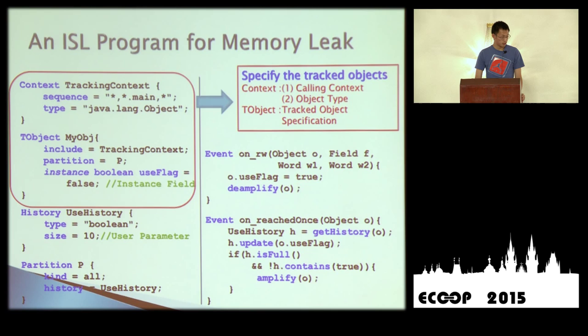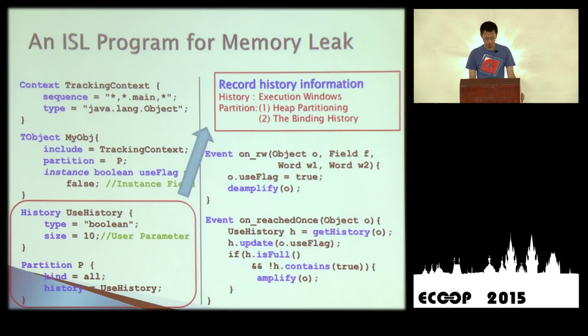And to store some history information, we can declare an instance field in the metadata field of a tracked object. So in this example, we declare a Boolean field in the metadata field for each tracked object. We use this use flag to record whether the object is used between two consecutive garbage collections. For performance purposes, the instance field cannot be too large.